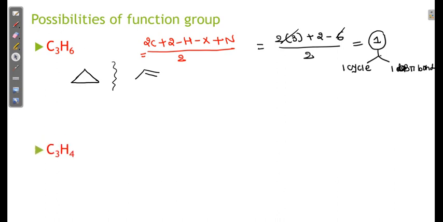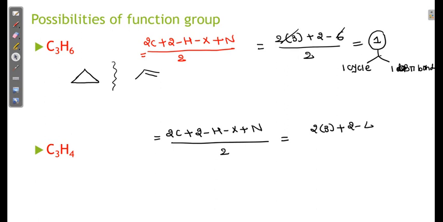C3H4, very simple. So here if we calculate 2C plus 2 minus H minus X plus N divided by 2, what do we get? The number of carbon is 3. So I can write 2 into 3 plus 2 minus 4. There is no halogen and nitrogen. So 6 plus 2 minus 4, divided by 2. From here we come to the conclusion: 6 plus 2 is 8, minus 4 is 4, divided by 2.